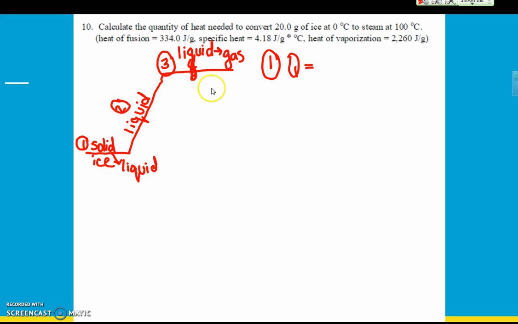Part 1 is called, you use something called the heat of fusion. And so the heat needed to go through this phase change is equal to the mass of the substance times the heat of fusion, which is unique for every substance. And this is going to be the heat of fusion of ice or water, and we see that's 334. We also see that we're working with 20 grams of ice.